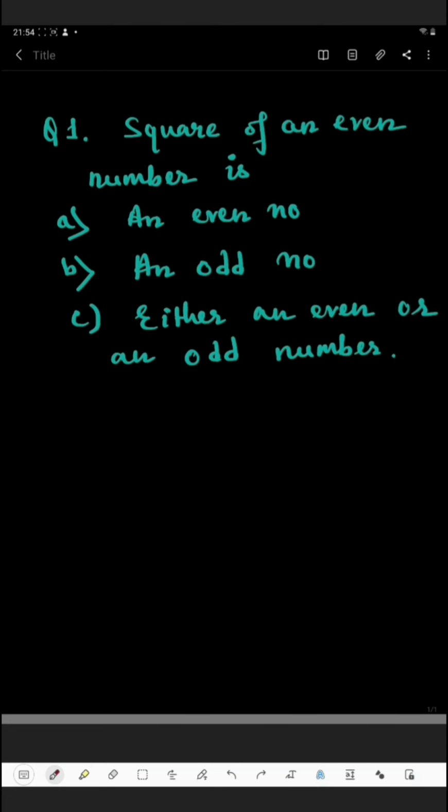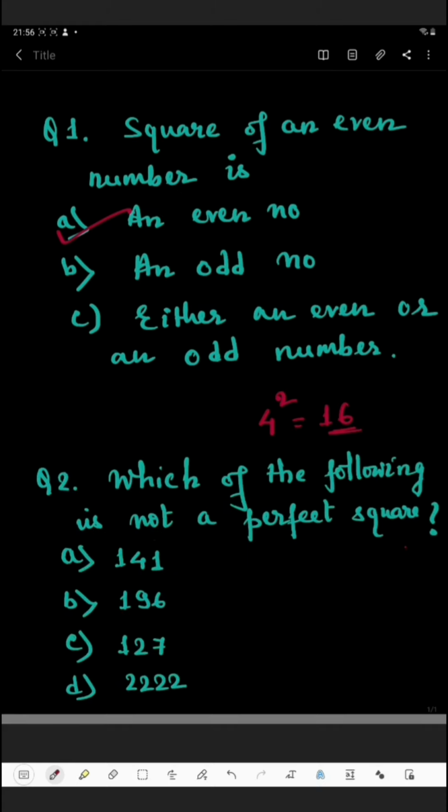Now children, I am going to ask you a few questions. The first question is, the square of an even number is an even number, an odd number, or either an even or an odd number. Now what will be the square of an even number? See, if I take a number, say 4, what will be the square of this? 4 square means 4 into 4 is 16, which is an even number. So the square of an even number is always an even number.